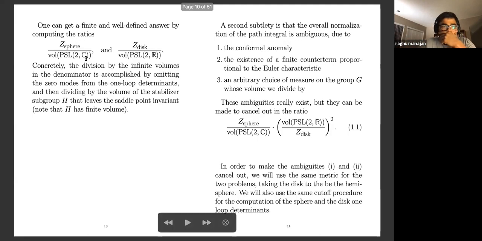Okay, so let's go on. This is what we have to compute: sphere over PSL2C, disk over PSL2R. As I said, each of these has a dependence on the string coupling constant. The sphere goes like G string to the minus 2, the disk like G string to the minus 1. We can't compare an absolute notion of G string in the dual theory, so we have to compute something invariant. This equation 1.1 is the invariant object: the sphere divided by the disk squared.